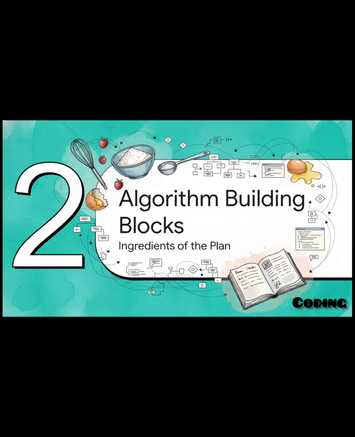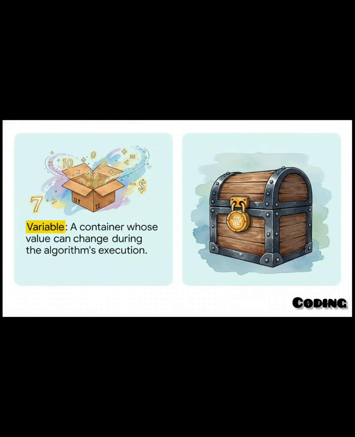Right. So, every great recipe needs ingredients. Let's take a look at the basic building blocks, the ingredients that you're going to use to put your logical plan together. So your algorithm is going to handle information using two kinds of containers. A variable is like a labeled box where you can swap the contents anytime you want. Think of the score in a video game that's constantly changing. A constant, on the other hand, is like a box where the value is written on it in permanent marker. It's set once and it never, ever changes, like the value of pi.